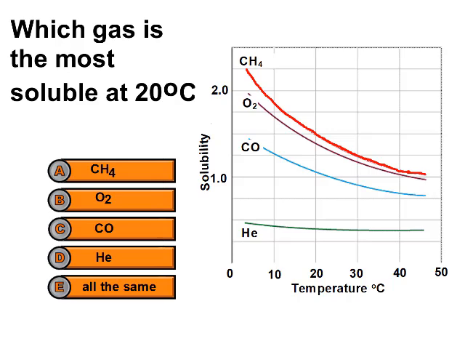This one's not in your note packet, but go ahead and pause the video and figure out which gas is most soluble at 20 degrees Celsius. If you said CH4, you're correct. At 20 degrees, it has the highest solubility. Helium would have the lowest solubility.